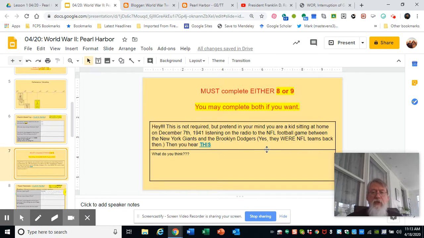Now this next one, as you see here, you must complete either 8 or 9. You may complete both if you want, but you only have to do one. It's like the same type of thing, just different versions of it.